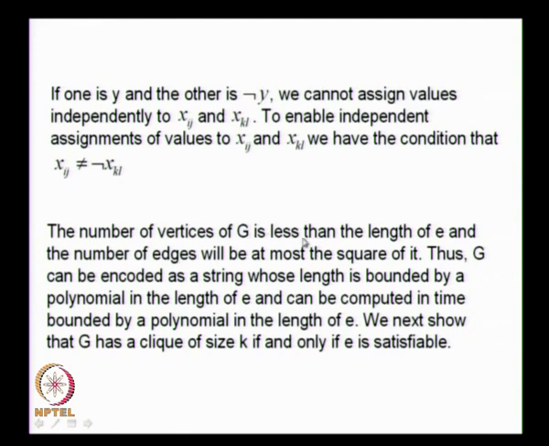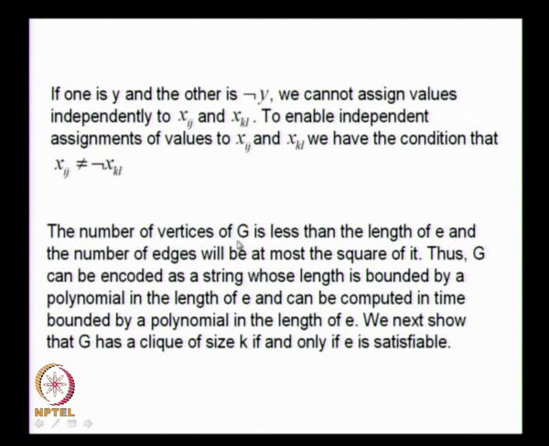Now, how many vertices do we have? It is equal to the number of literals in the expression, and the number of vertices in G is less than the length of E, because E consists of the literals as well as some more symbols, right? And the number of edges will be at most the square of it. So, G can be encoded as a string whose length is bounded by a polynomial in the length of E.